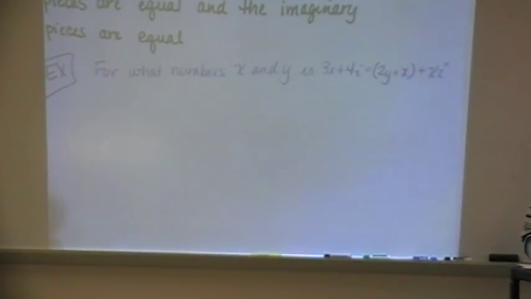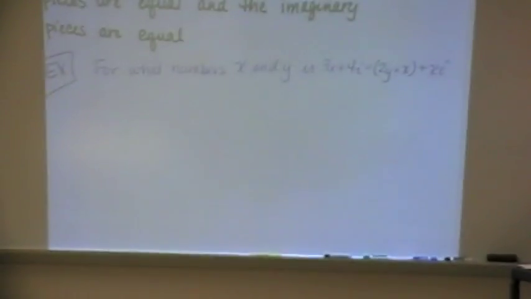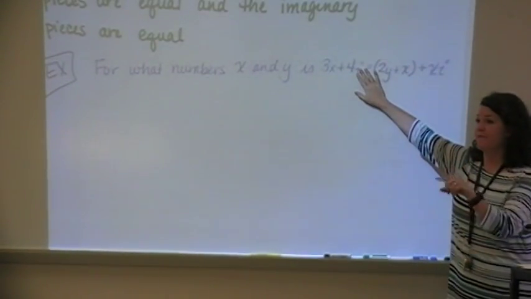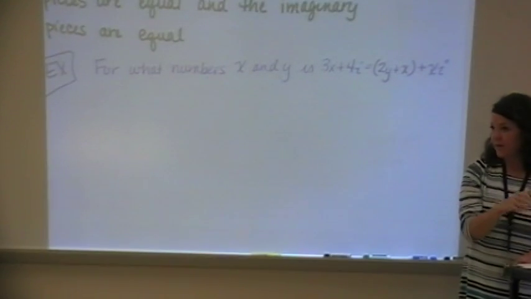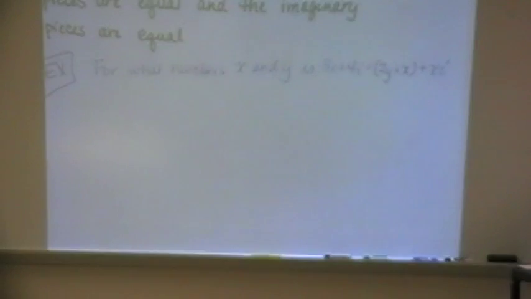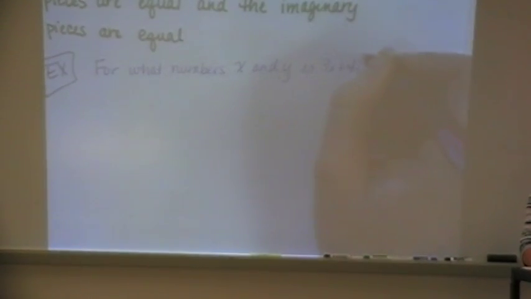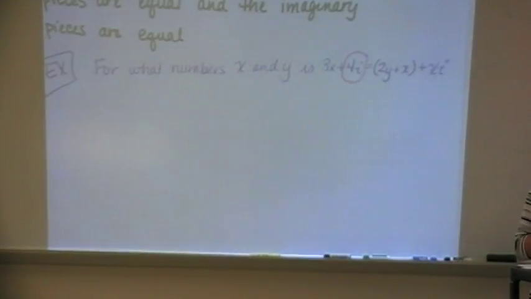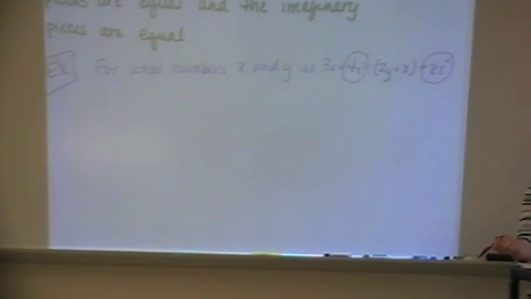Well, what numbers x and y make 3x plus 4i equal to 2y plus xi? Okay, so we're going to have to use the information that they gave us at the top. These two pieces are equal if the real pieces are equal and the imaginary pieces are equal. So let's start with the imaginary pieces because those are the easiest to identify because they have that i with them. So here's the imaginary piece of the left side, and here is the imaginary piece on the right side.